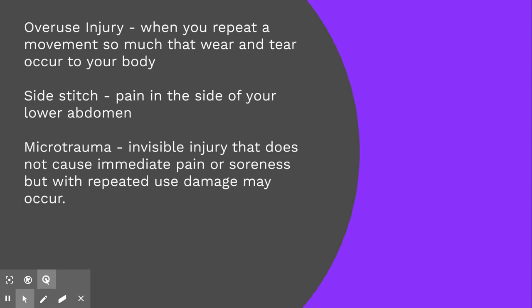One type of injury is called an overuse injury. These injuries occur when you repeat a movement so that wear and tear occur to your body. You are probably familiar with common overuse injuries like blisters or shin splints. A side stitch is a pain in the side of the lower abdomen that people often experience in sports, especially running activities. Side stitches are most common among people who are not accustomed to vigorous physical activity.